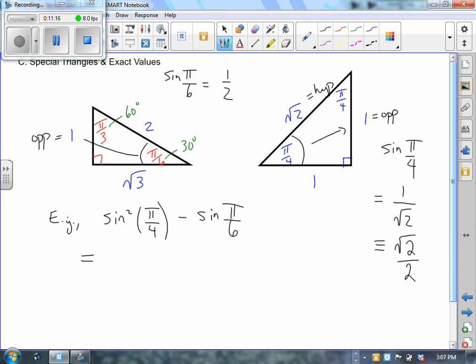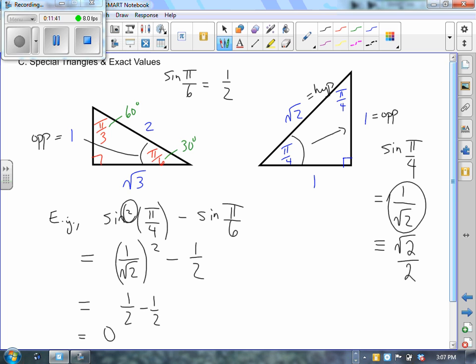So what we'll do is take these values and substitute them in here accordingly. Now the square indicates that this value will be squared. So 1 over root 2 squared minus the sine of pi over 6, which is 1/2. If you square 1 over root 2, you'll end up with 1/2. And thus the final answer, 0.